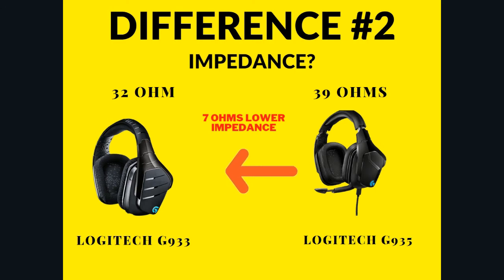Impedance. Impedance is the device's electrical resistance to the current being pushed through it. The lower the impedance, the easier it is to get higher volume and the less power it requires. So, Logitech G933 has 32 OHM, whereas Logitech G935 has 39 OHM, which makes Logitech G933 a 7 OHM lower impedance headphone than the other one.